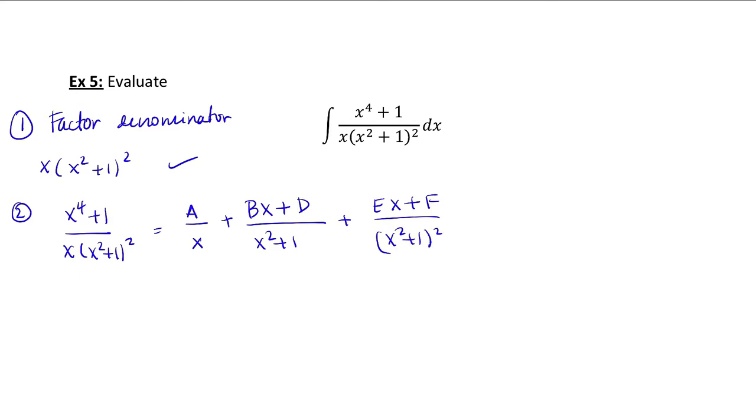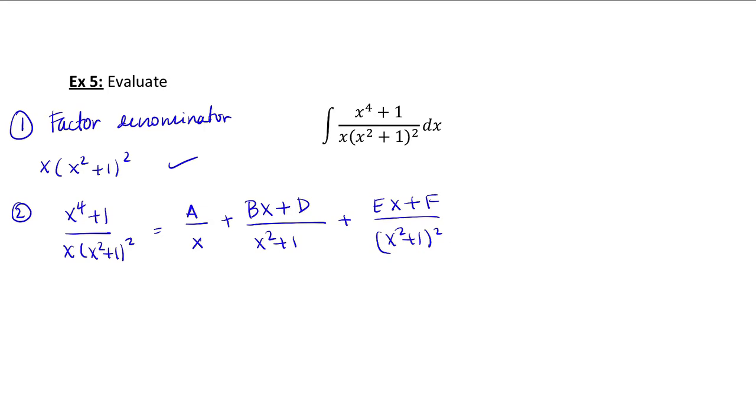And then one more time, if instead of squared we had cubed, to the third power, then we would need one extra term, like whatever, Gx plus H over (x squared plus 1) cubed, okay? But that's not the case. All right, so this is what we have.